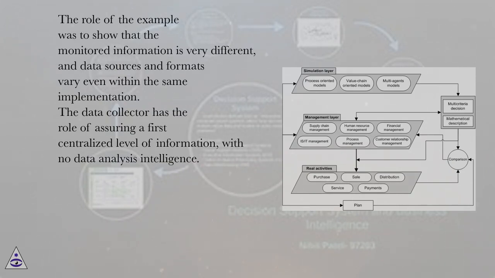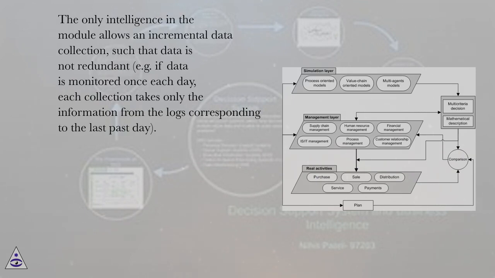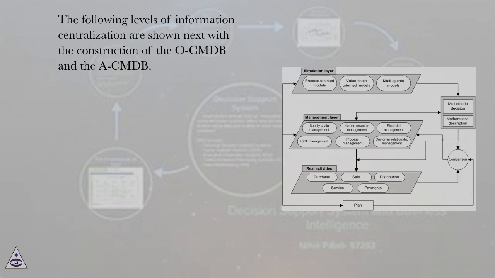The data collector has the role of assuring a first centralized level of information, with no data analysis intelligence. The only intelligence in the module allows an incremental data collection, such that data is not redundant. For example, if data is monitored once each day, each collection takes only the information from the logs corresponding to the last past day. The following levels of information centralization are shown next with the construction of the OCMDB and the ACMDB.